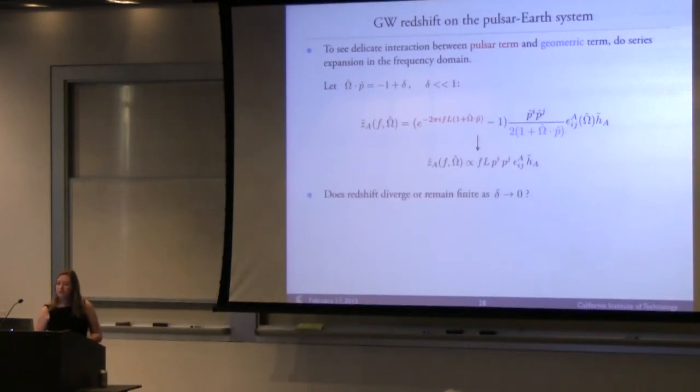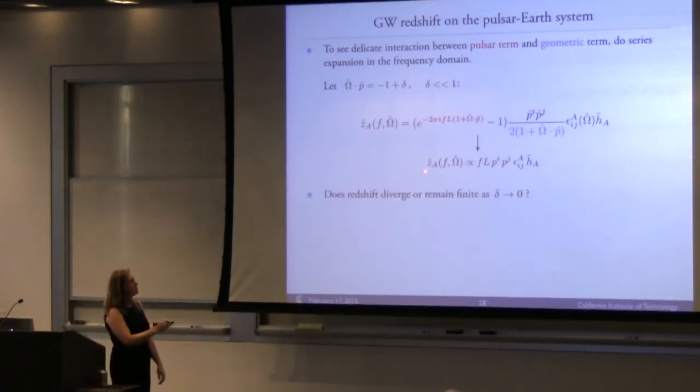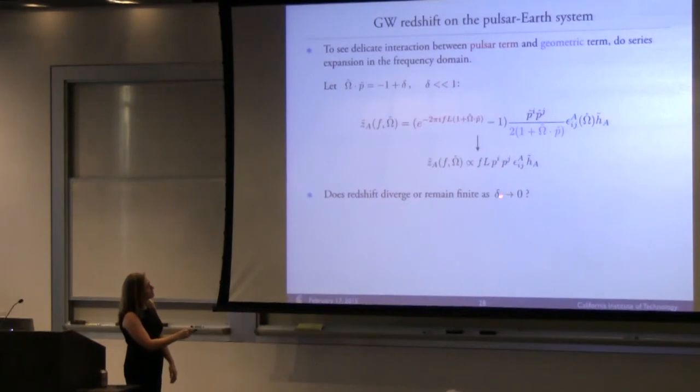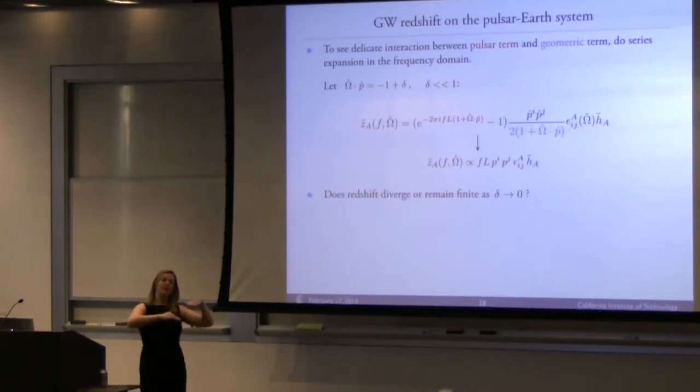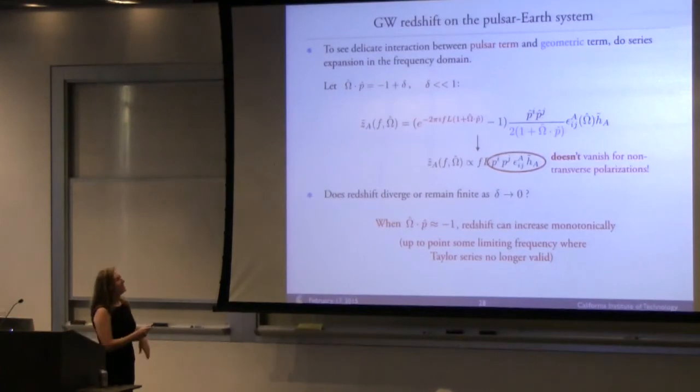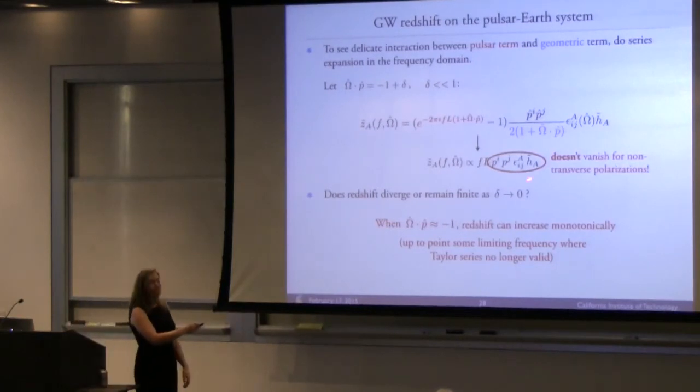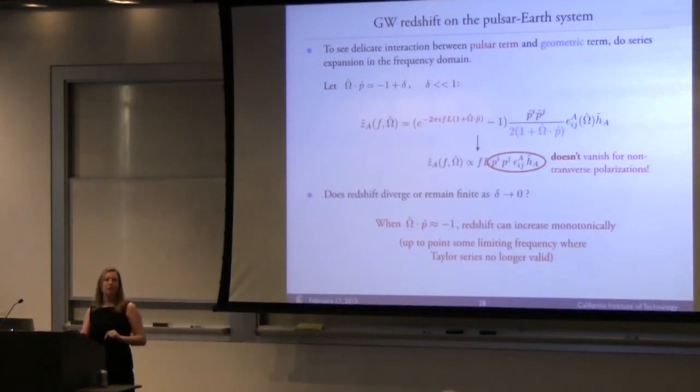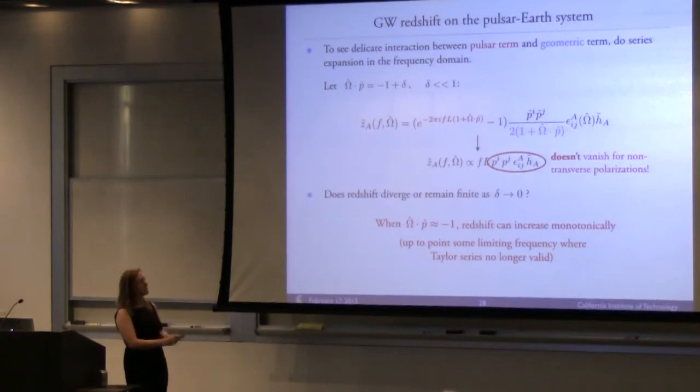The real question is, what happens to this redshift as you let this little parameter delta go all the way to zero? And delta is related to f times l. So as delta goes to zero, this f times l is getting bigger. The question is, is this projection term going to get smaller at a rate fast enough to cancel that divergence or not? What ends up happening, I'm not really going to prove it, I'm just going to tell you, is that this projection term does not vanish for the non-transverse gravitational wave polarizations. It does for transverse gravitational wave polarizations. It doesn't for the non-transverse.